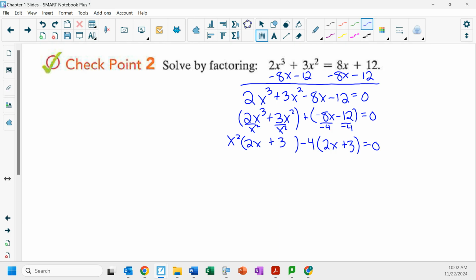All right, now we notice that inside the parentheses there's a 2x plus 3 inside each of those, so that's what we're pulling out as a GCF then. So I'm dividing each of these by 2x plus 3 essentially. And so I'm left with x squared minus 4 equals 0.